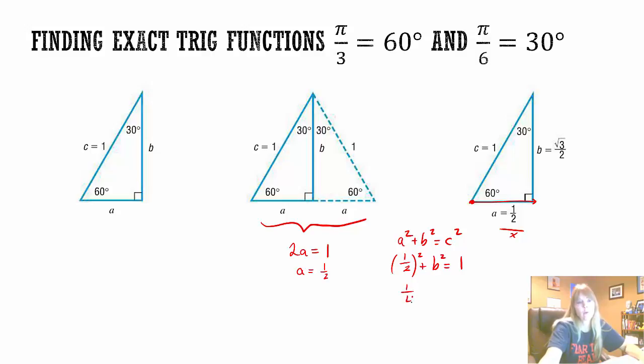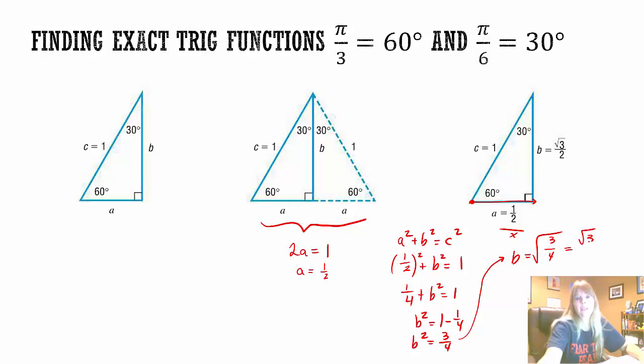So I'm going to get 1/4 plus b squared equals 1. B squared equals 1 minus 1/4. B squared equals 3/4. And now I have to square root. So b equals the square root of 3 over 4. Once again, I can separate these. And voila! That's how I actually got that value.